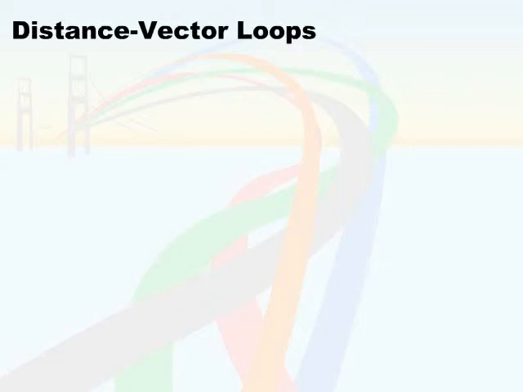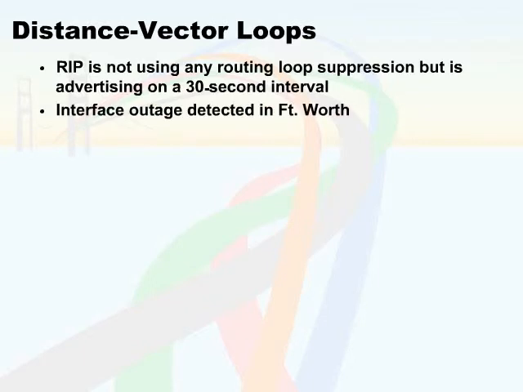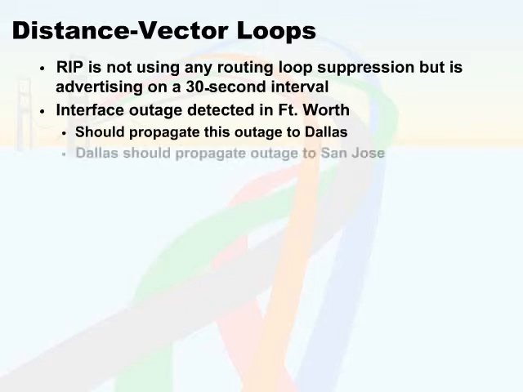Let's use RIP as our example, where RIP is not using any of the routing loop suppression features, but is advertising on a 30-second interval. Let's assume that in Fort Worth, the router detected an interface outage. Now, on interval, the Fort Worth router propagates this outage to Dallas, telling Dallas, hey, this router is no longer available. In turn, Dallas should propagate the same information to San Jose.